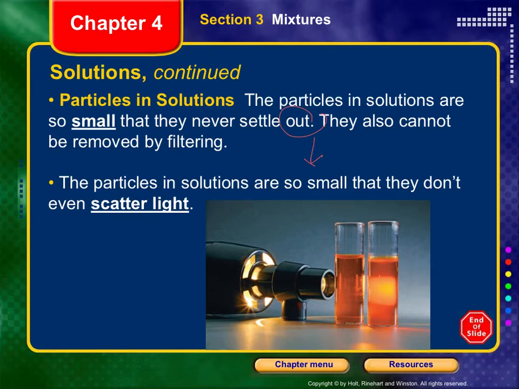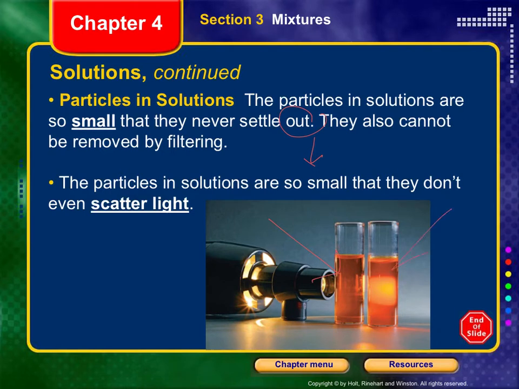Look at the Coca-Cola: the corn syrup doesn't sink to the bottom because it's so well mixed in, and it can't be removed by filtering. It's mixed so well on such a small, tiny molecular scale that you can't filter it out. If I pour Coca-Cola through a coffee filter, I'm not going to be able to filter out the corn syrup. And they're also so small that light passes right through. So right here we have an example of a solution where light is just passing right through it.